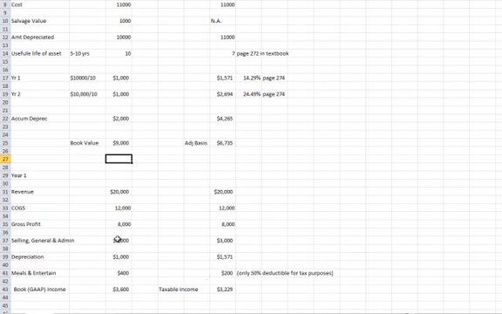If we take our gross profit, subtract off these expenses, we would have net income for book or financial accounting purposes of $3,600. We would have taxable income for tax purposes of $3,229. This is the dollar amount that we would be using in determining our tax liability. This would be the dollar amount that we would have on our income statement for financial accounting purposes.